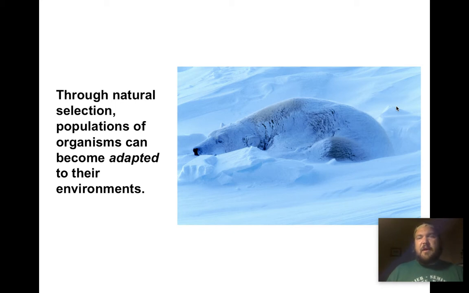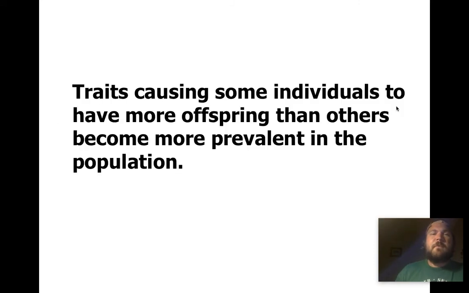If you took this polar bear and dropped it off in the Mojave Desert, east of Palm Springs, suddenly those traits aren't very useful. So adaptation is very specific to a given environment. Organisms seem to be fit for their own environment, and if you took them out of that environment, suddenly everything would go wrong. That's a hallmark of natural selection. So basically, in a nutshell, adaptations are traits that are caused by natural selection that cause some individuals to have more offspring than others, and therefore they become more prevalent in the population.